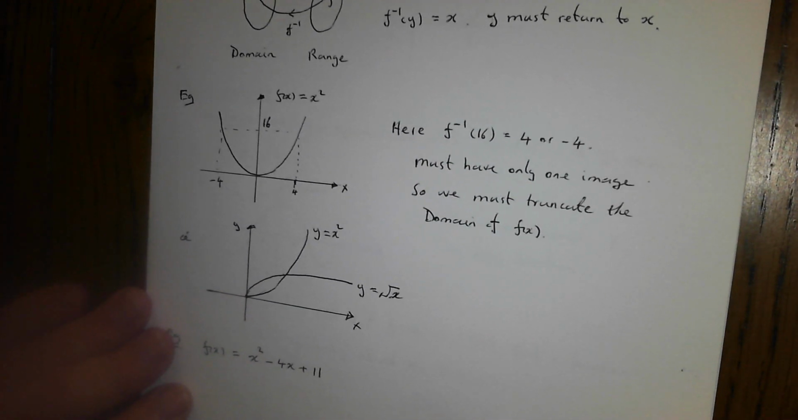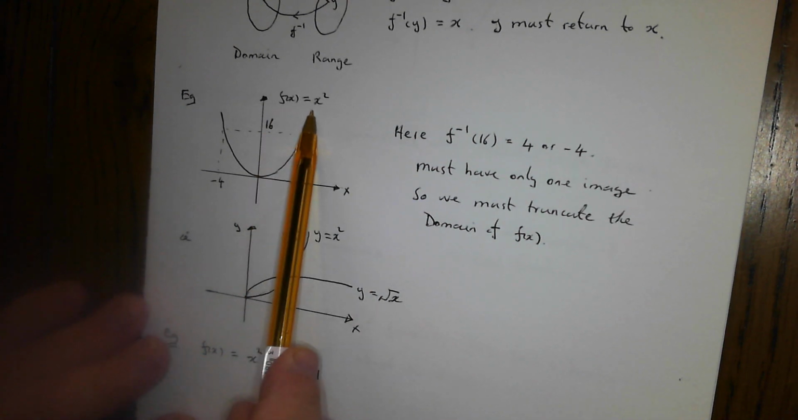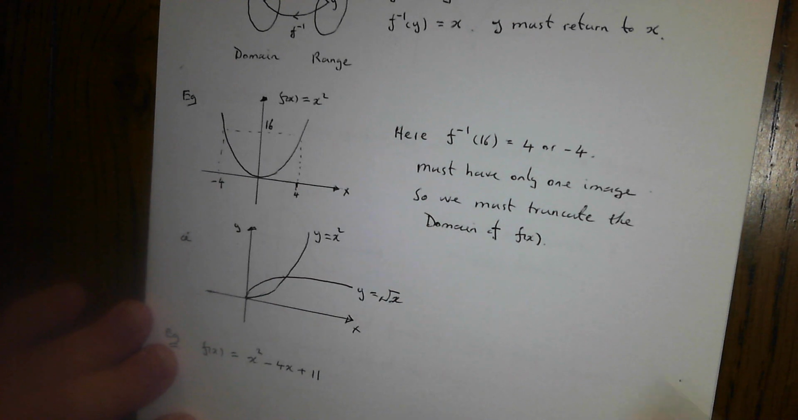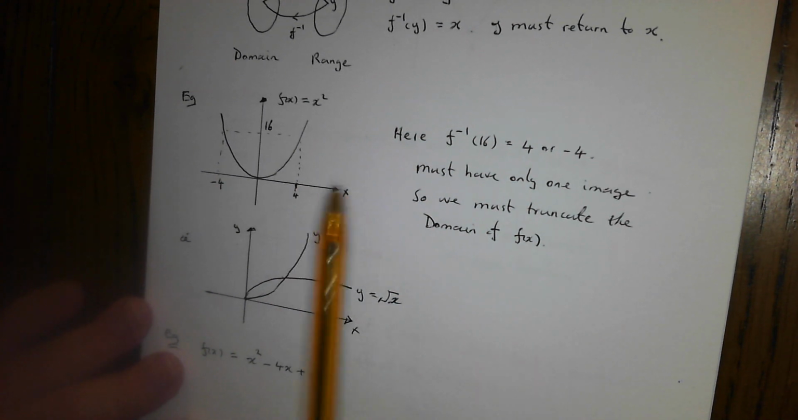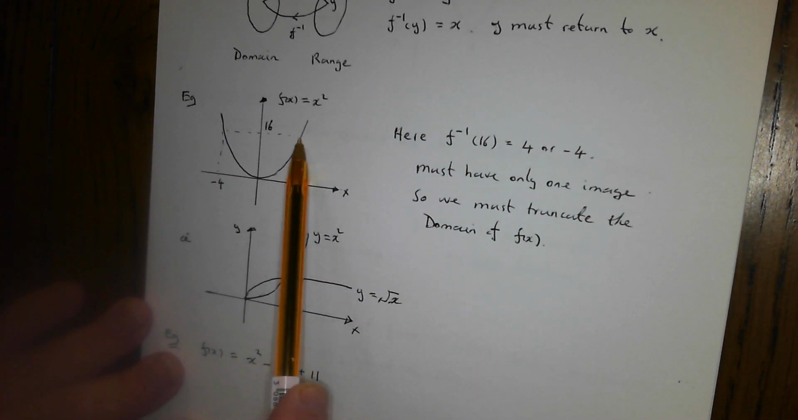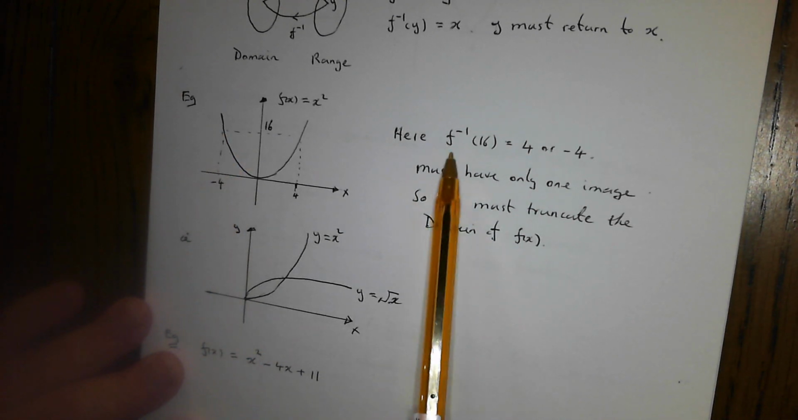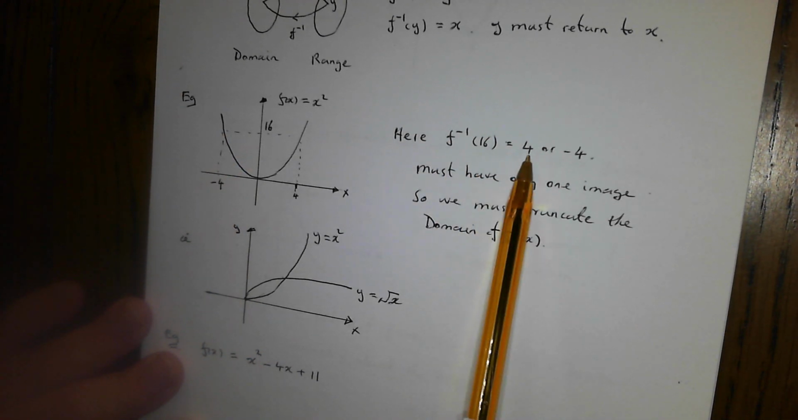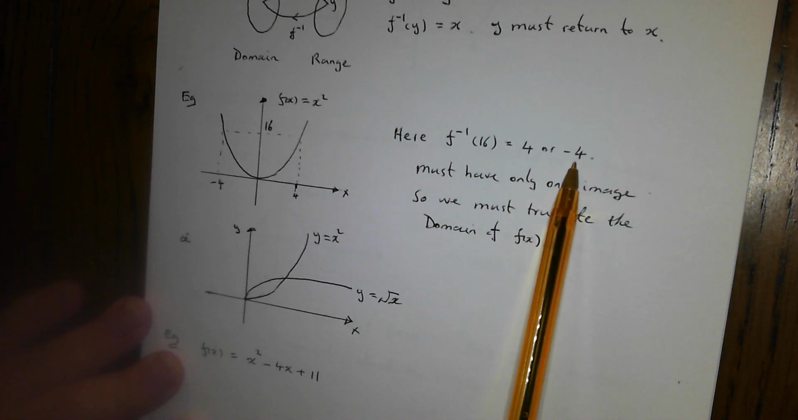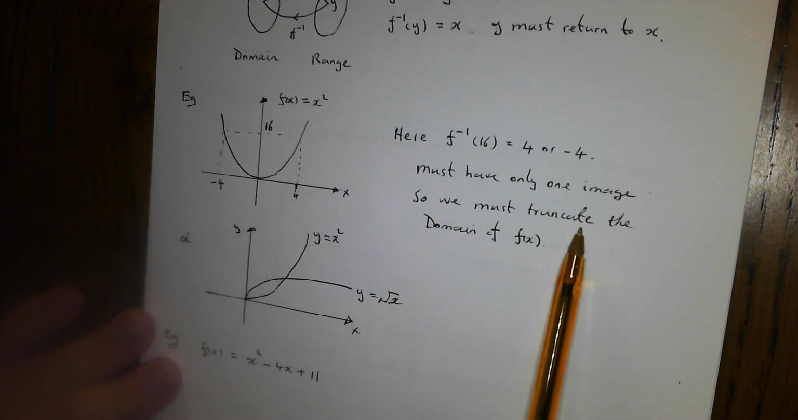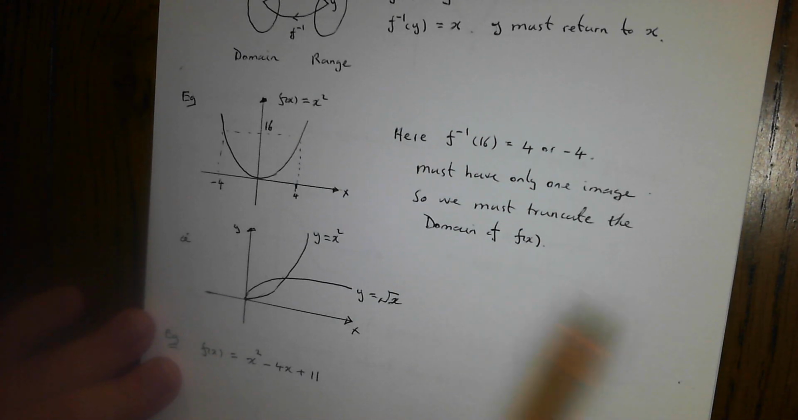If, for example, we have f of x equals x squared, as you can see, it's an even function. Enough of that. F of 4 is 16, f of minus 4 is 16. So therefore, f minus 1 of 16 would be 4 or minus 4. But that contradicts my condition that you must get back exactly to where you came from. It must have only one image, so we must truncate the domain of f of x, and we do.